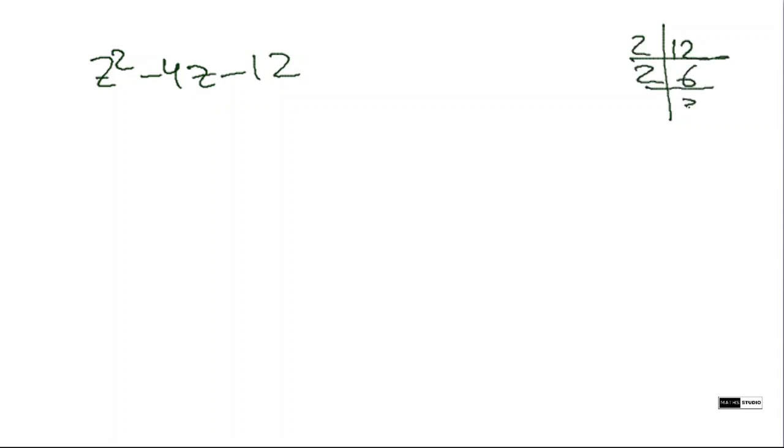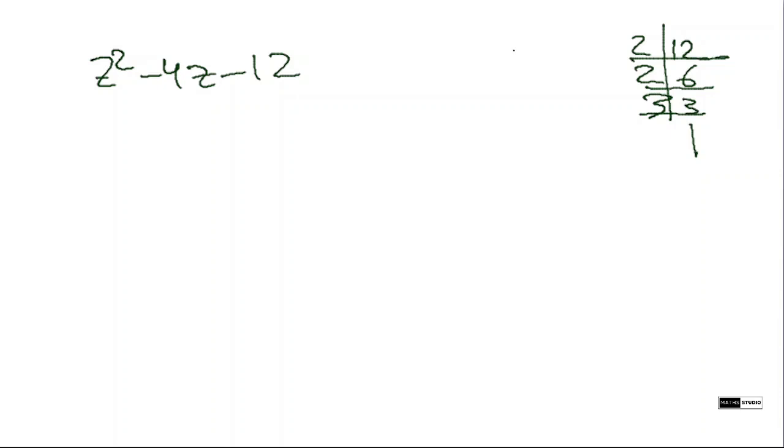Now let us see one more question. Suppose it is z square minus 4z minus 12. So what do we do? Again, factorize 12: 2 and 6, 2 and 3, 3 and 1. In this case, the product is a minus. So one of the numbers will be positive, other will be negative, as I told some time back. So what could be that combination? Okay. Let us look into it.